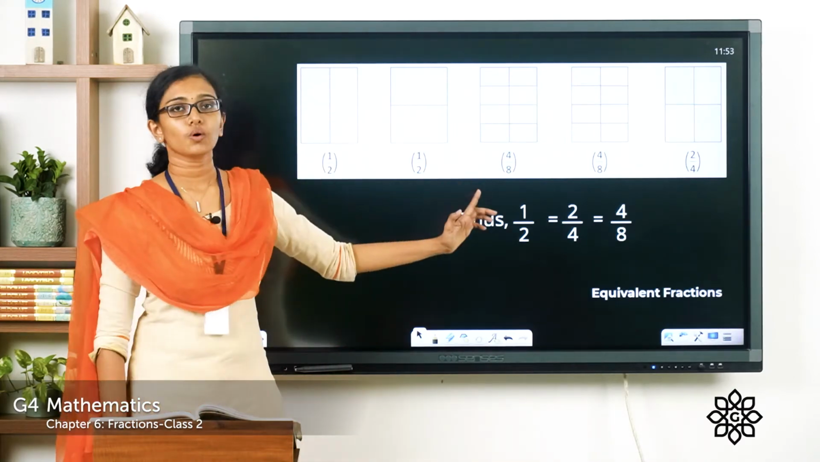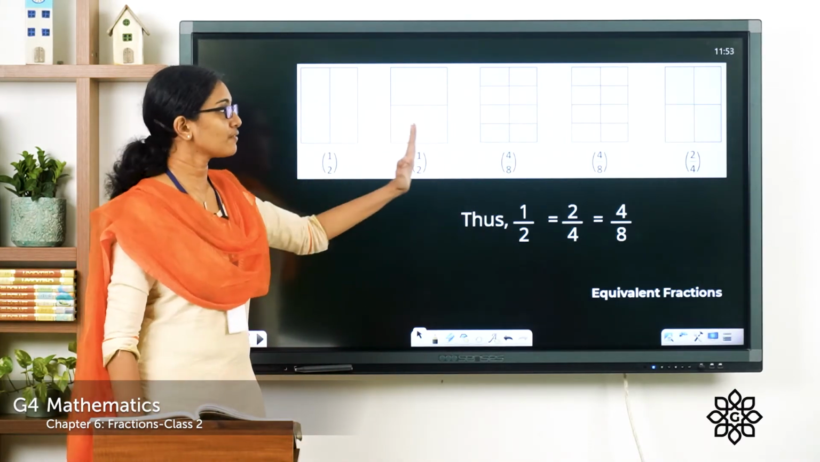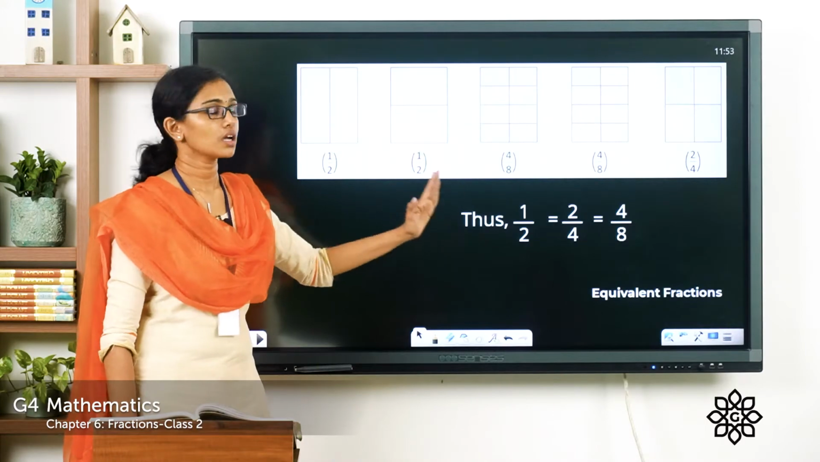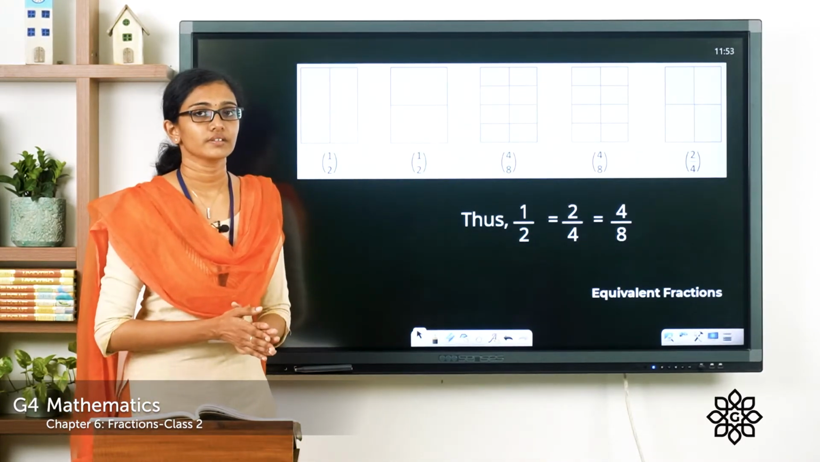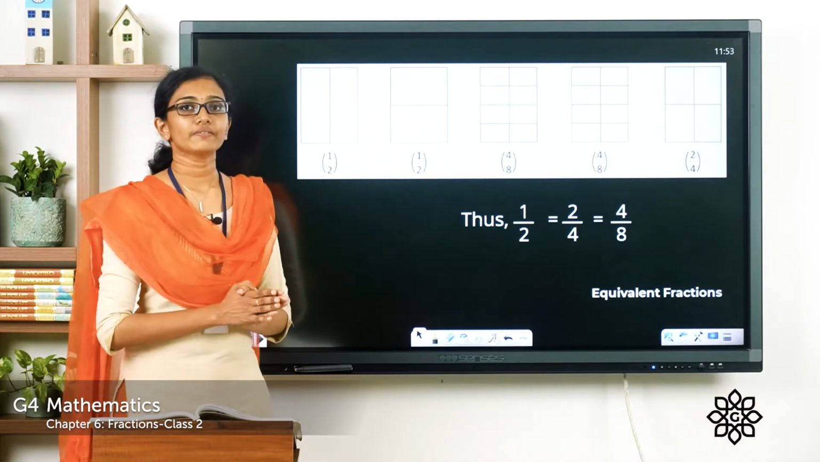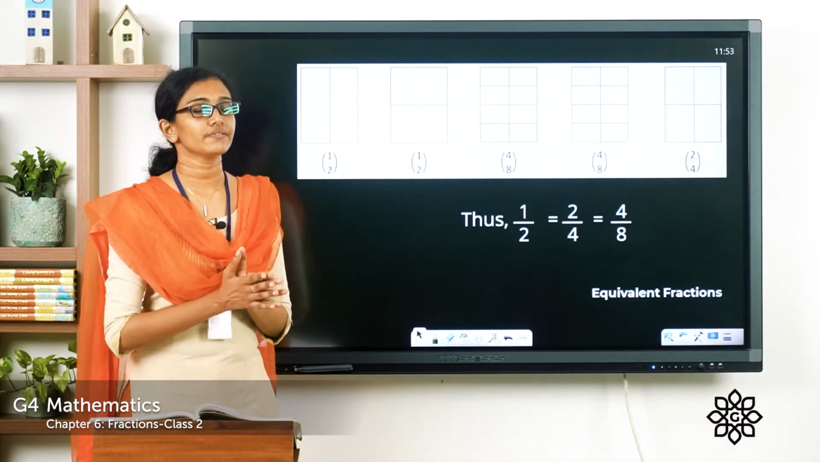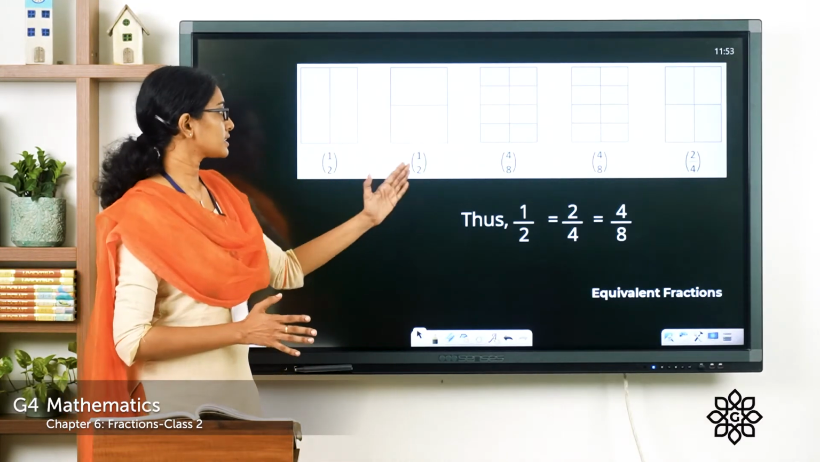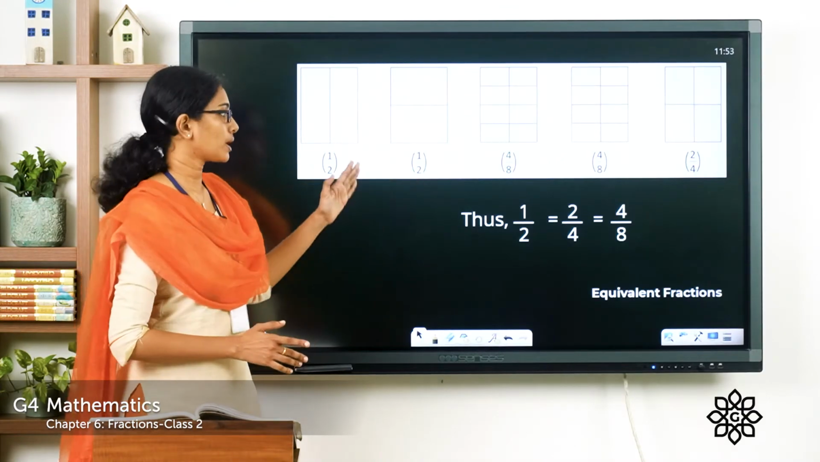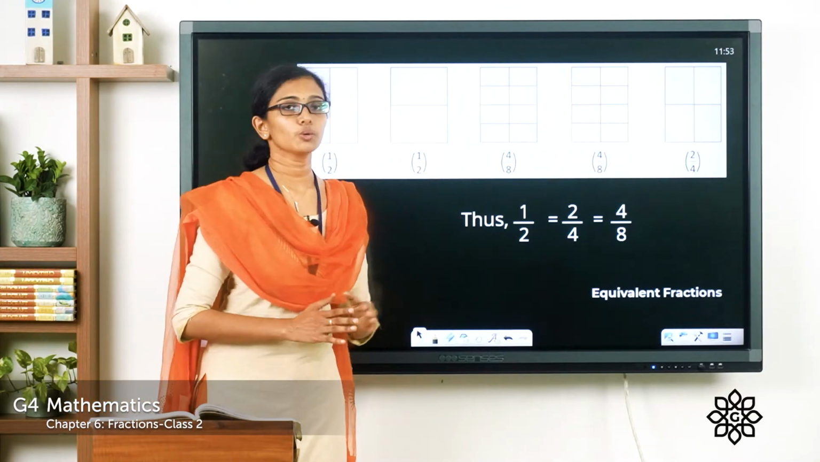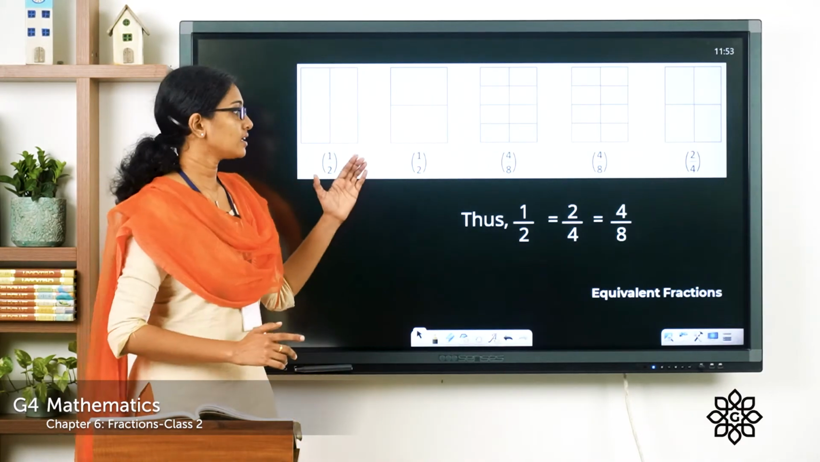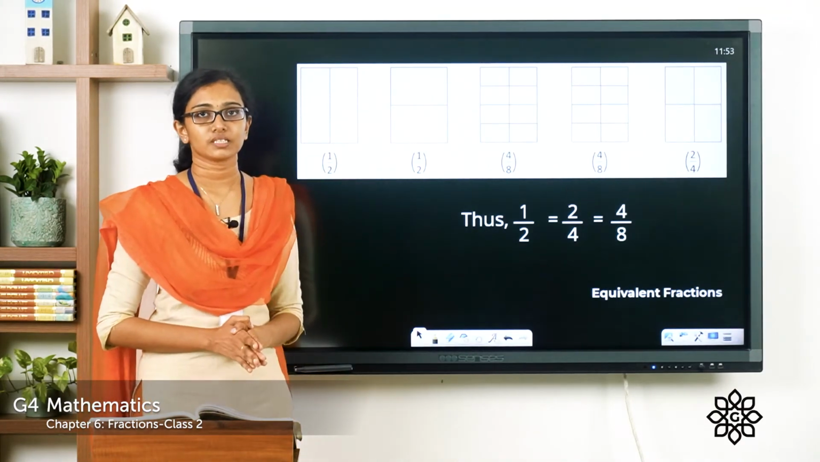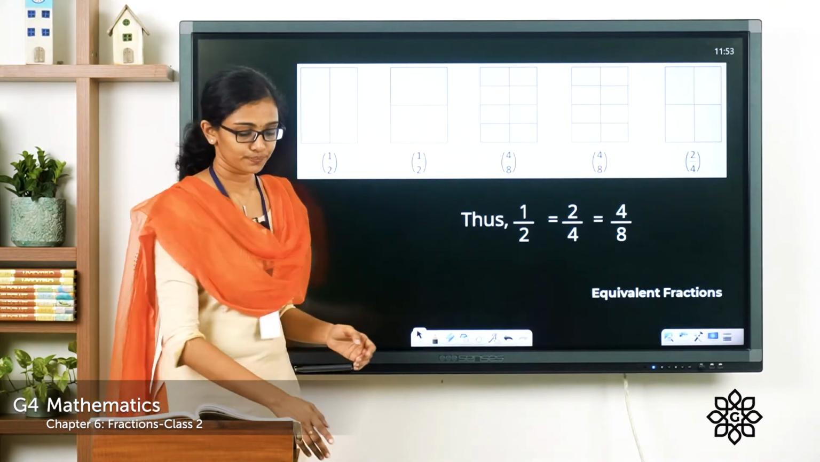If you observe closely, you can see in effect all these mean the half of the rectangle is colored, even if they are divided differently in different methods. So you can say all these fractions 1 by 2, 4 by 8 and 2 by 4 all have the same value or they are equivalent fractions. Hope this is clear to you.